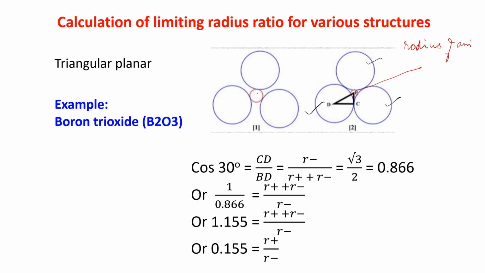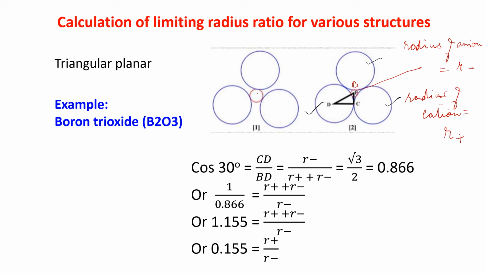Now let us suppose the radius of anion is equal to r minus and radius of cation is equal to r plus. Okay, now join these two, the center of the cation to this much, that's C, and the center of the anion to the center of the cation. Okay, now this point is B. It is not visible. I am writing here again. This point is B.